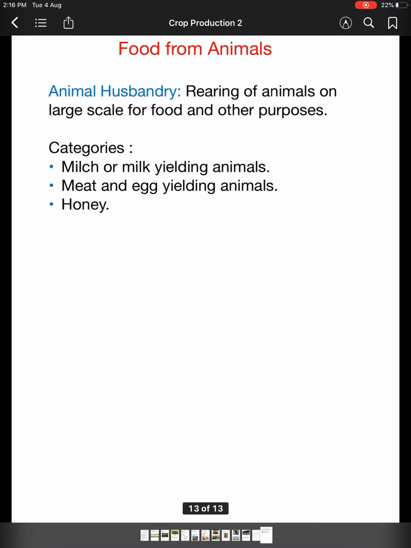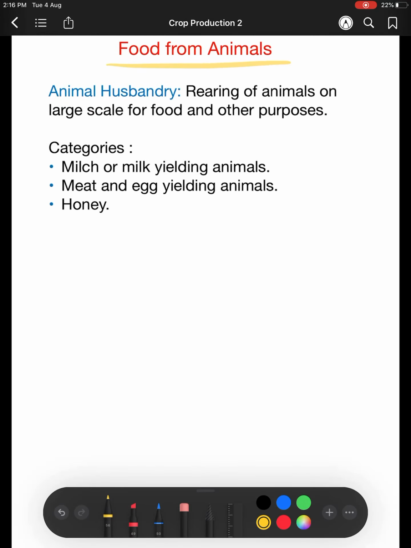Now, come to our next topic, that is food from animals. As you all know that animals are reared on large scale for food and other purposes. This is known as animal husbandry. On the basis of the food and food products, the animals are grouped into the following categories. First one is milk or milk yielding animals. Second one is meat and egg yielding animals. And last one is the honey producing insects.